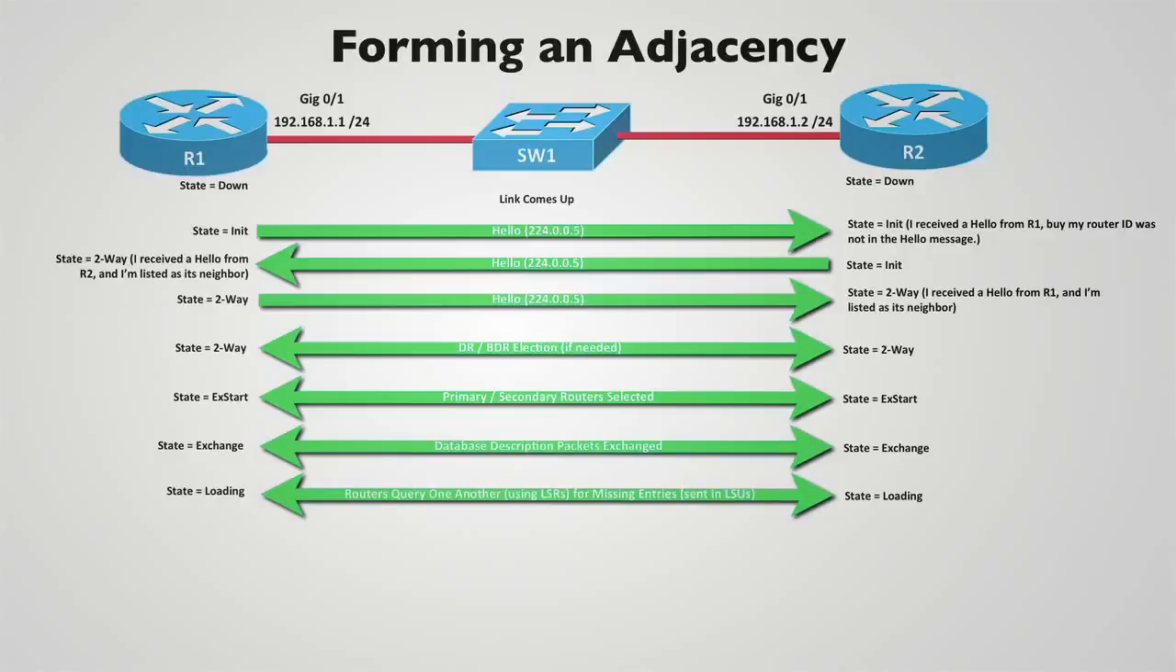And when we're trying to fill in the missing pieces of our puzzle, we're in the loading state. This is where the routers can query one another, and we're going to be using link state requests, LSRs, for this. We're going to be sending LSRs to the other router to get missing LSA information. How are LSAs sent? Remember, an LSA is not itself a packet. An LSA is simply a collection of information, and that information is sent inside of an LSU, a link state update. Once we've filled in all of the missing pieces to the puzzle, we have identical link state databases on both routers. We've now reached a fully formed adjacency.